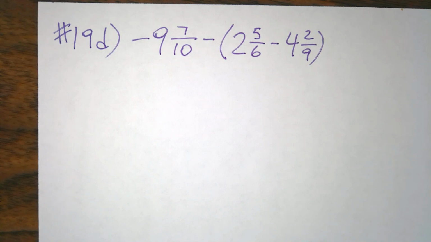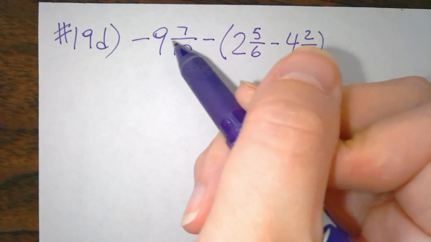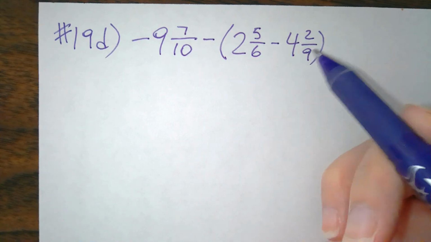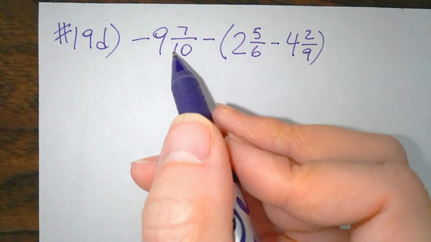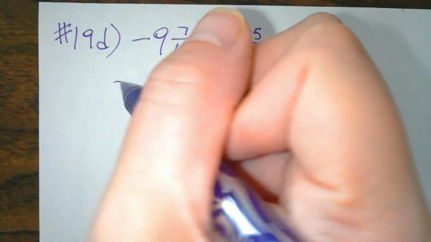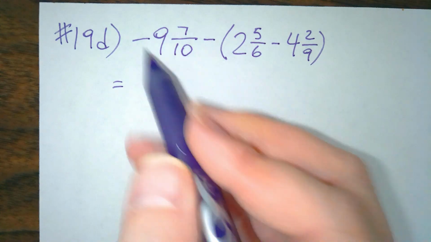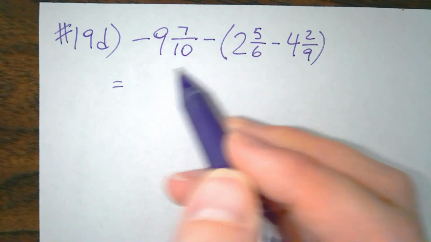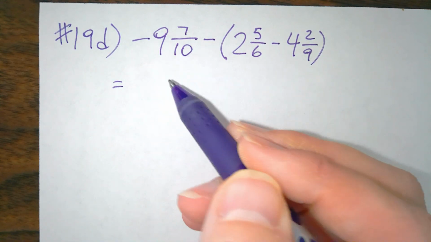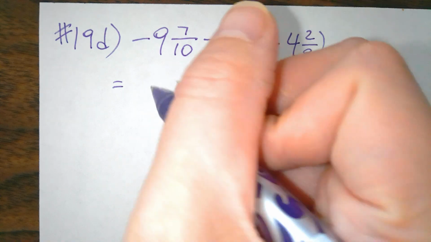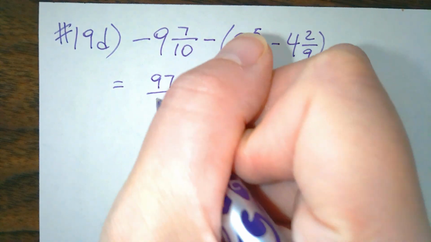Zachary. Turn the fractions in the brackets to improper fractions. Right, even this, I can change to an improper fraction. So good, great first step. So, Zachary, what is this as an improper fraction? 97 over 10. 97 over 10.